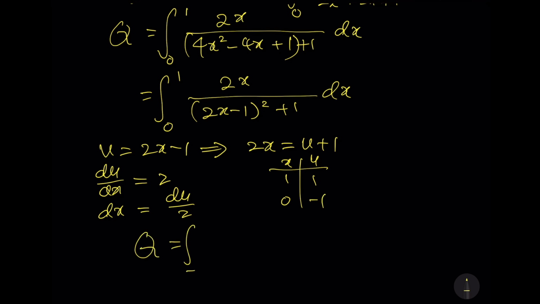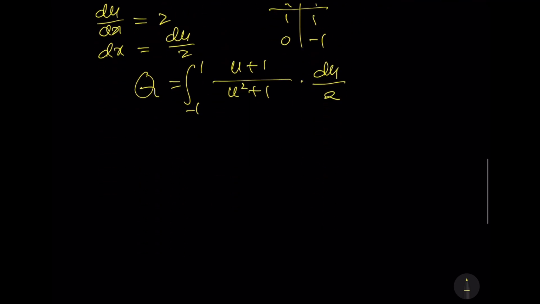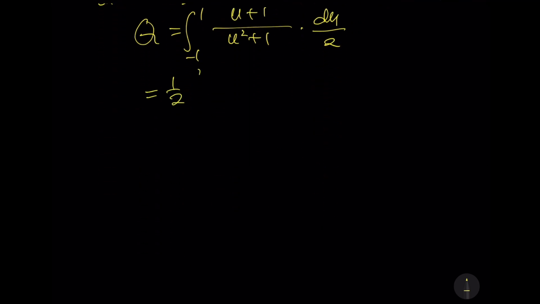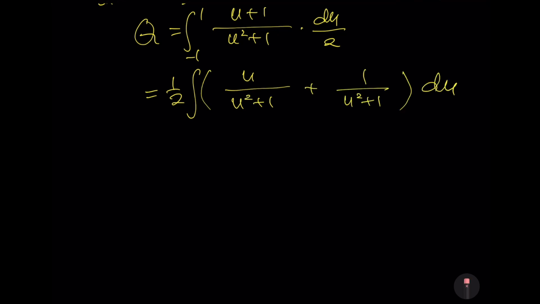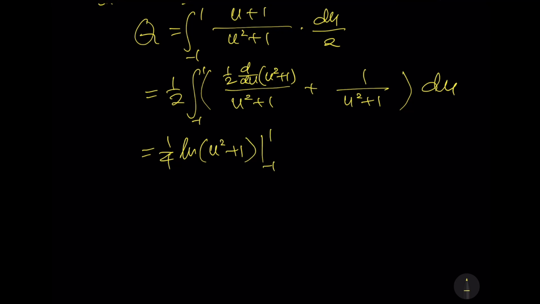We have Q equals the integral from negative 1 to 1 of (u plus 1) divided by (u squared plus 1), multiplied by du divided by 2. We factor the 1 over 2, take it to the front, and then we can split the integrand into 2 parts. Part number 1 is u divided by u squared plus 1, while part number 2 is 1 over u squared plus 1. Both parts are integrable, which equals 1 over 4 multiplied by natural log of u squared plus 1, and then plus inverse tangent of u.